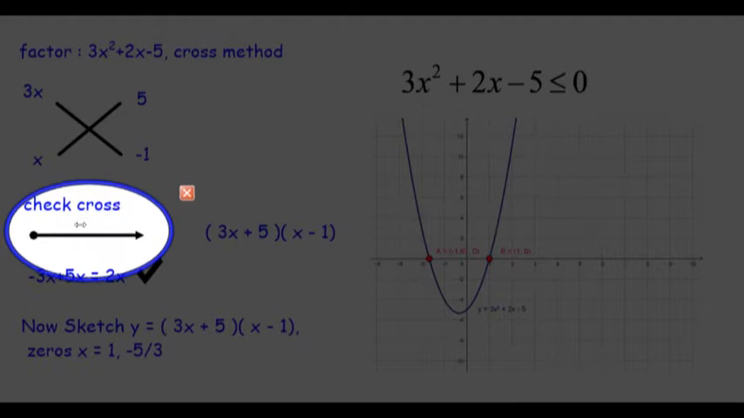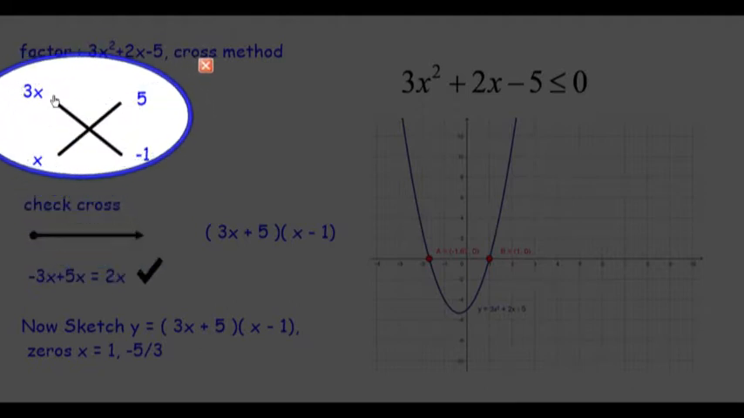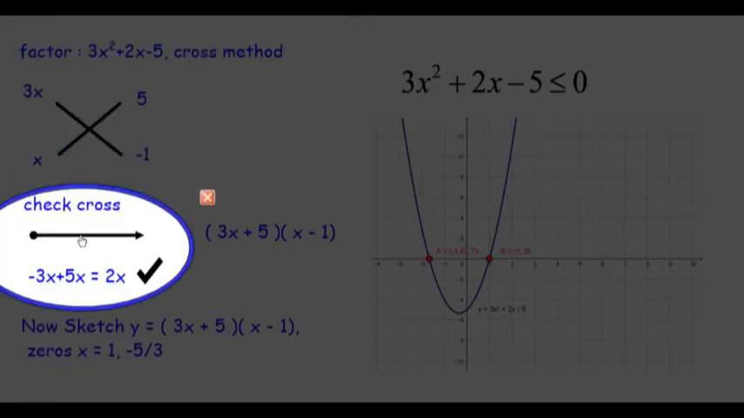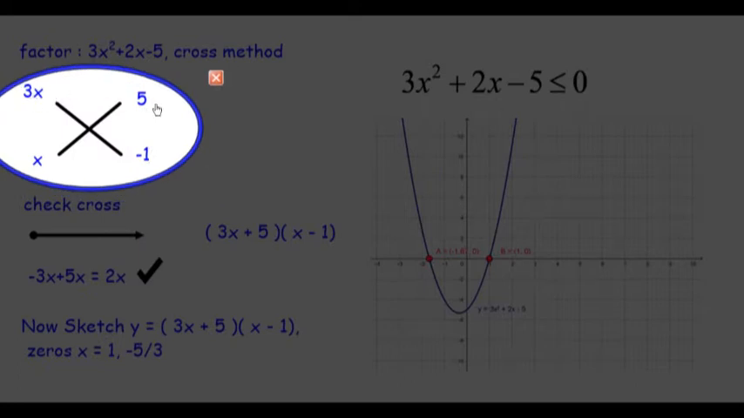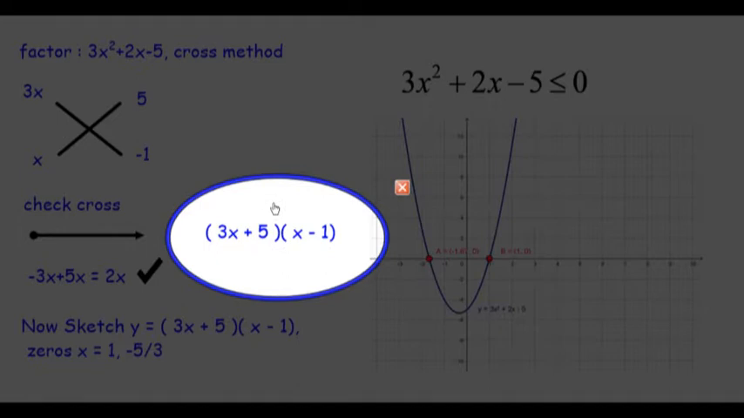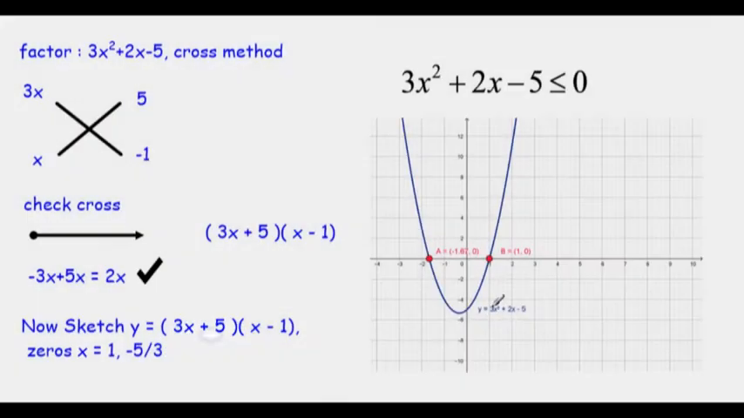For the cross, you just multiply along it. You go 3x times minus 1, and then you add on 5 times x, and if it adds up to the 2x, you're fine, which it does in this case. Then you read the factors across the top, 3x plus 5 and x minus 1, and you can see these are the factors. Then you can sketch it quite nicely, because you can sketch this very easily.